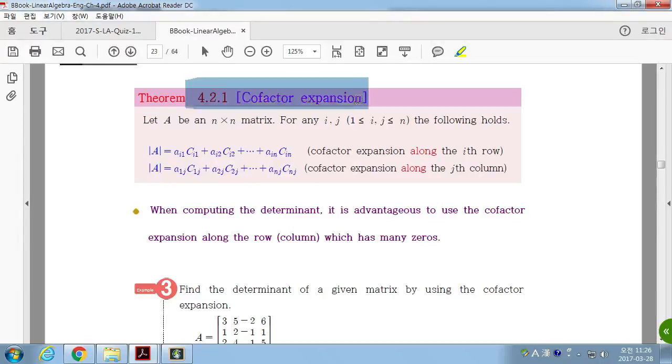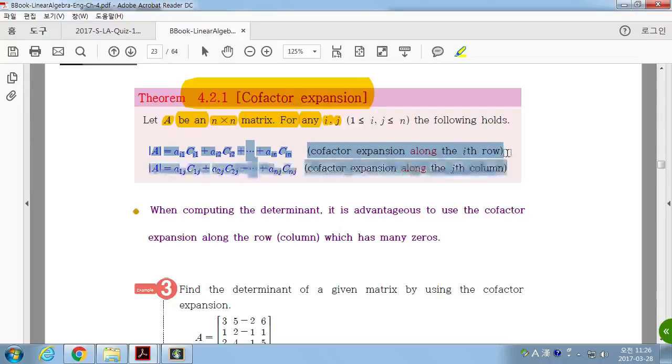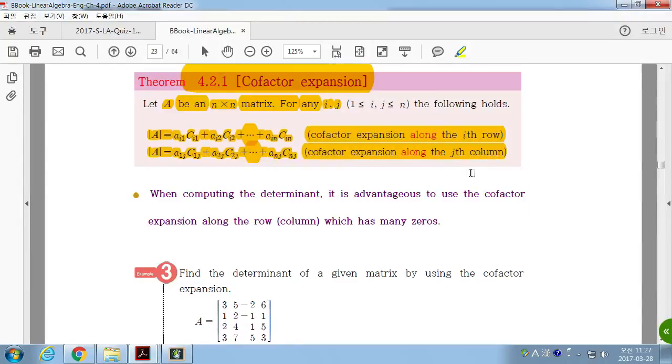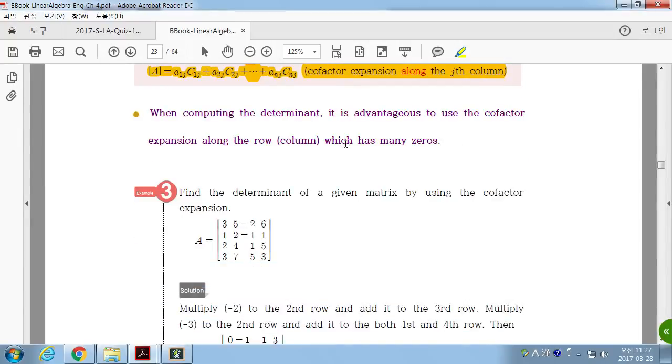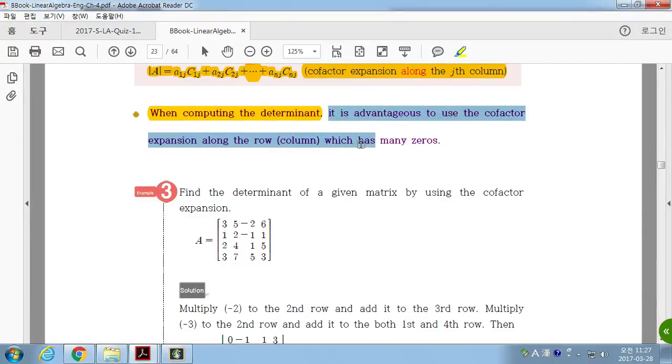So this is a summary of the earlier discussions. Suppose A is an n by n square matrix. Then the determinant of A can be written as a cofactor expansion along the ith row, for any ith row, and also as a cofactor expansion along any jth column. Not only one row or column, it's for any rows and any columns. When computing the determinant, it is advantageous to use cofactor expansion along the row or column which has many zeros.